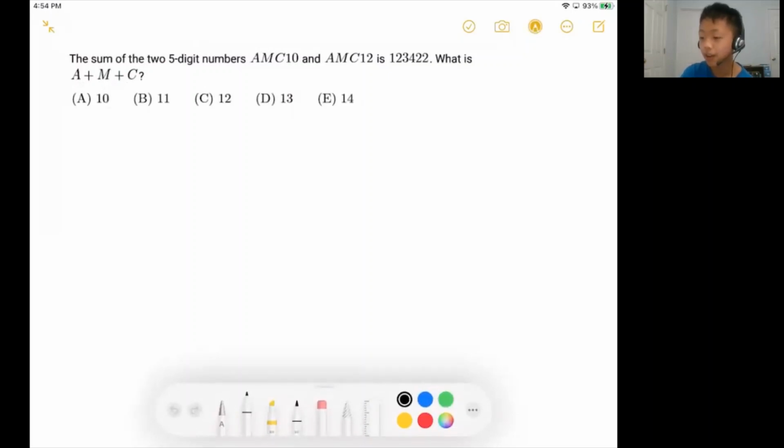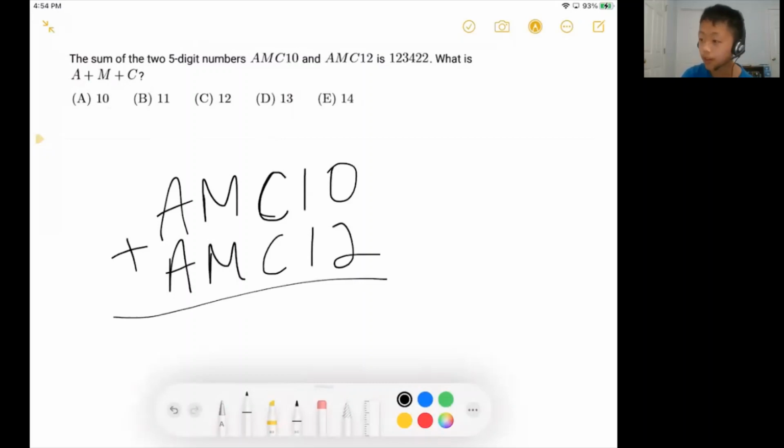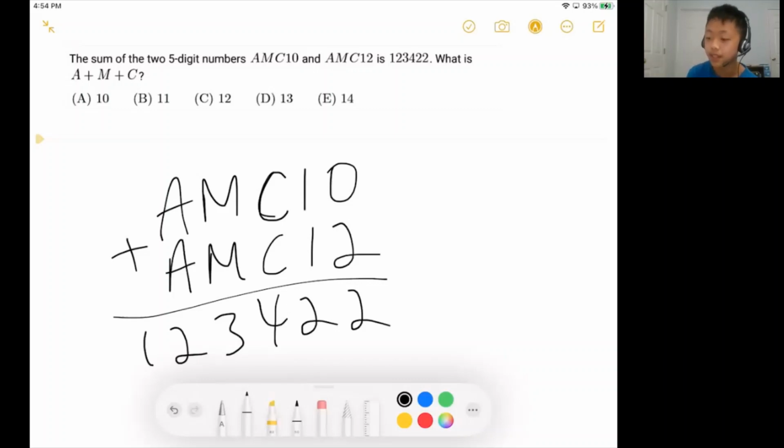We want to know what is A plus M plus C. This is also a pretty common type of question where they encode numbers in terms of letters, and they tell you that if you add these two together, you get 123,422. So we want to find A, M, and C, or in other words, the sum of A, M, and C.